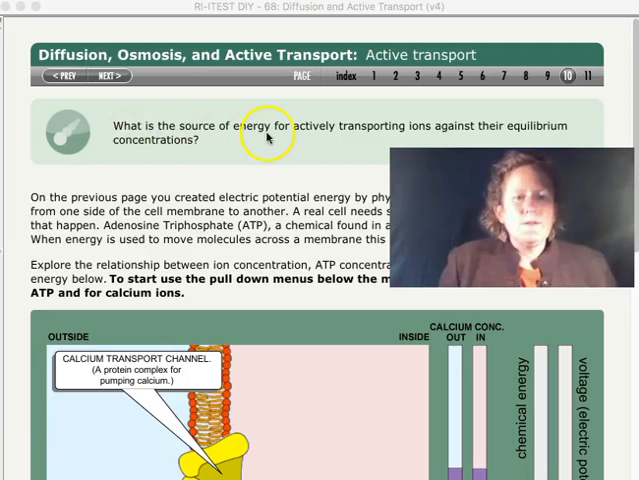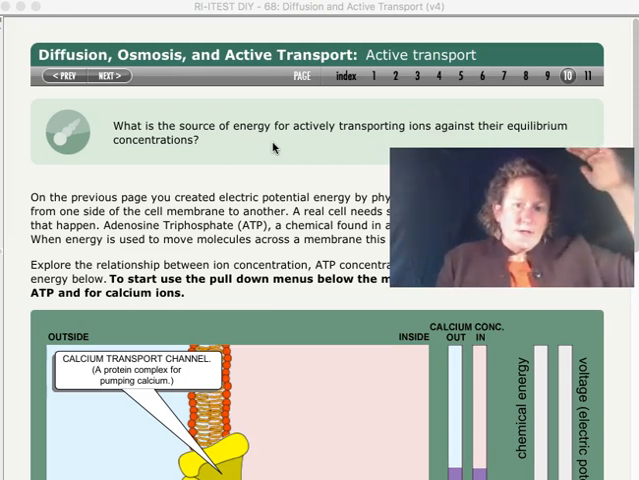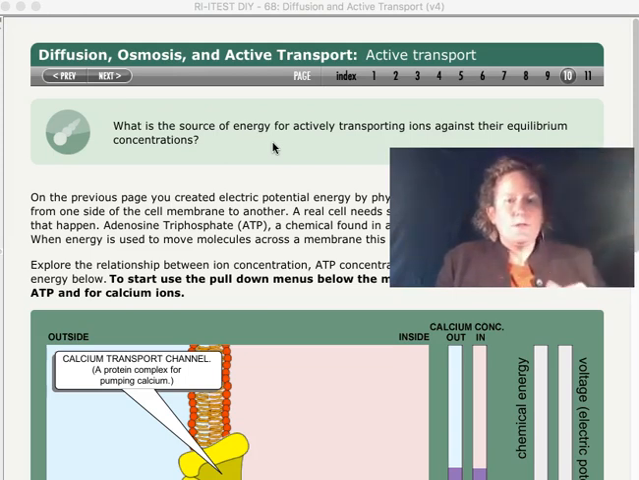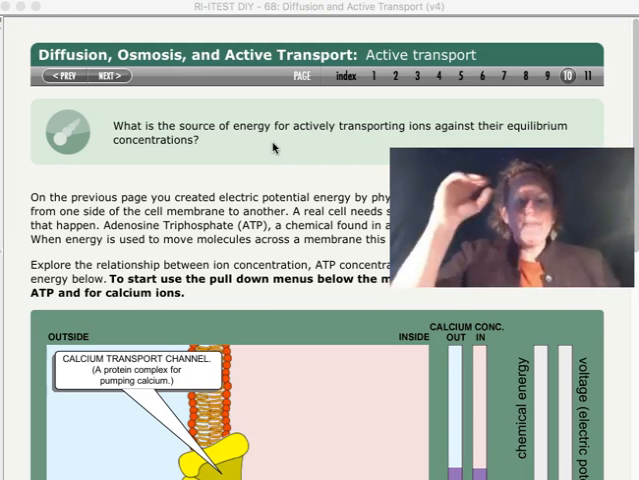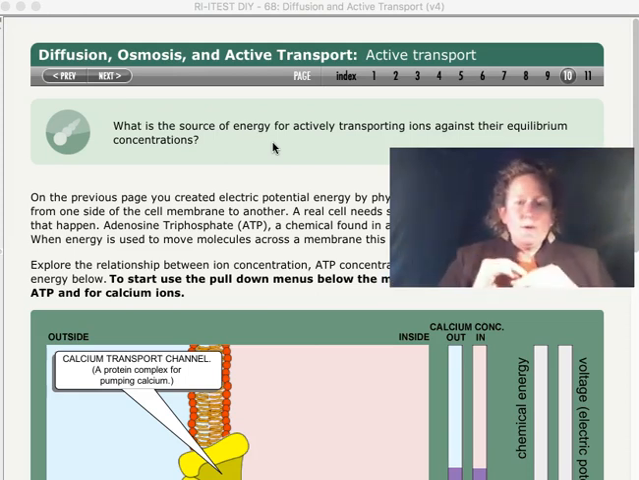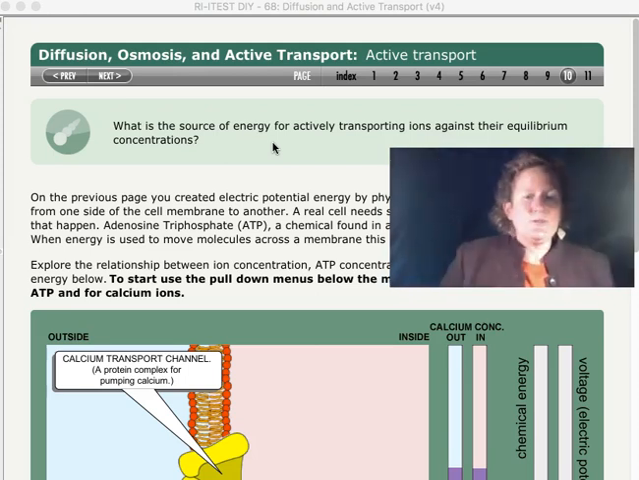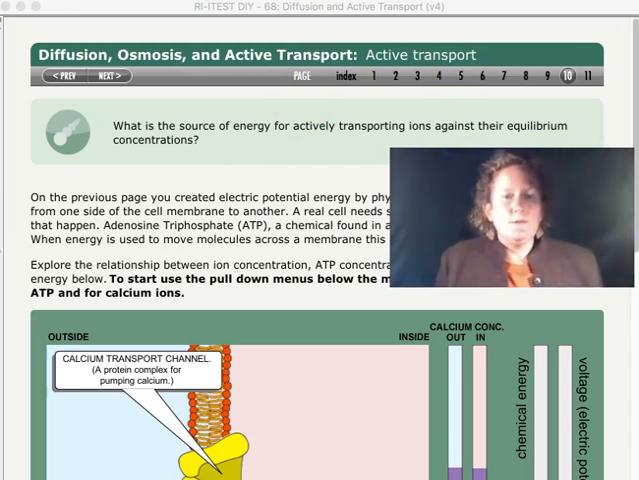So, what's the source of energy for actively transporting ions against their equilibrium concentration? So we know that substances, ions and molecules, tend to move from areas of high concentration down to low concentration through diffusion. That's where they naturally go. But if you want to go up the concentration gradient from low concentration to high concentration, you're going to have to use some energy.